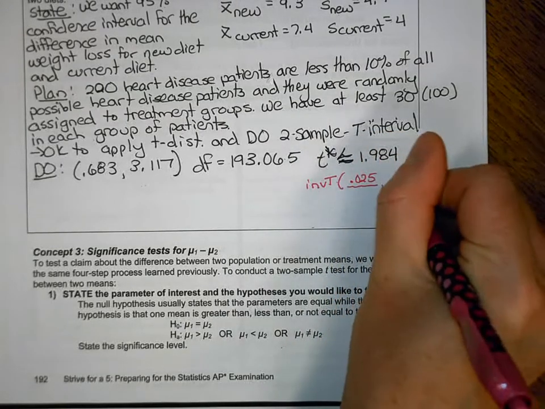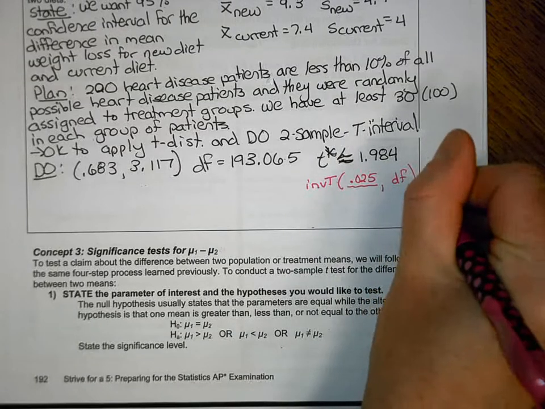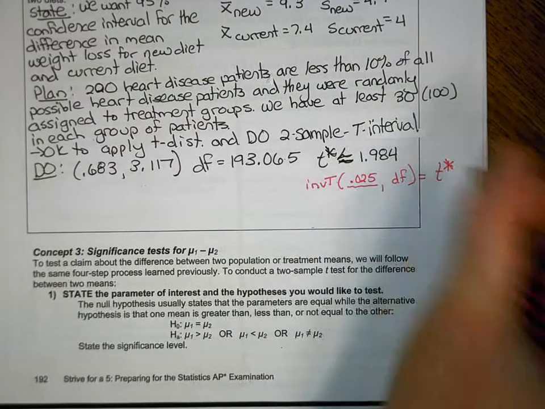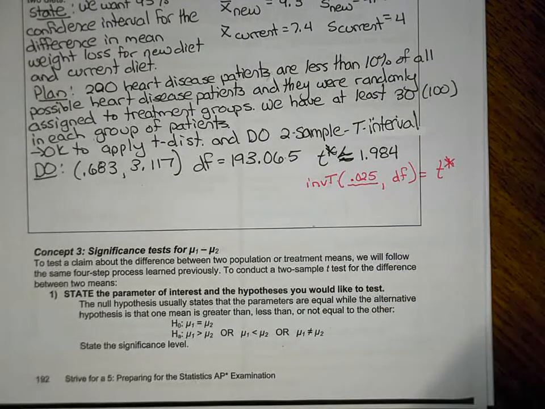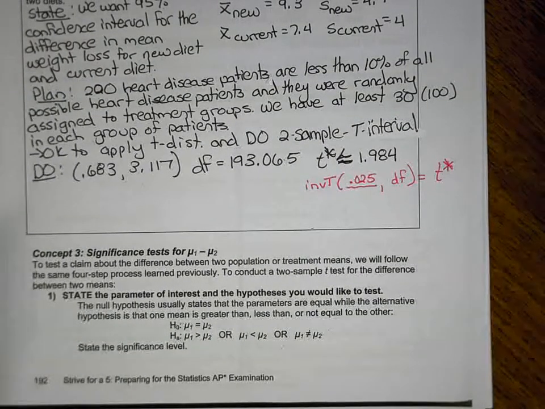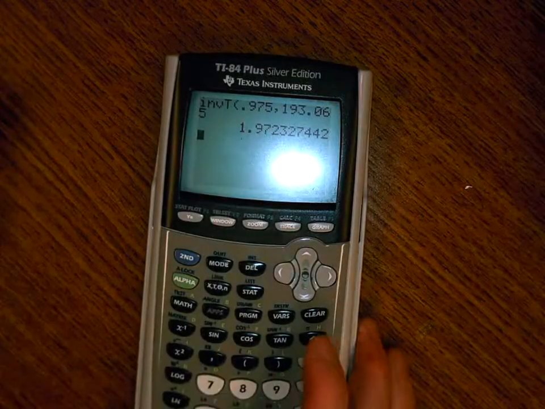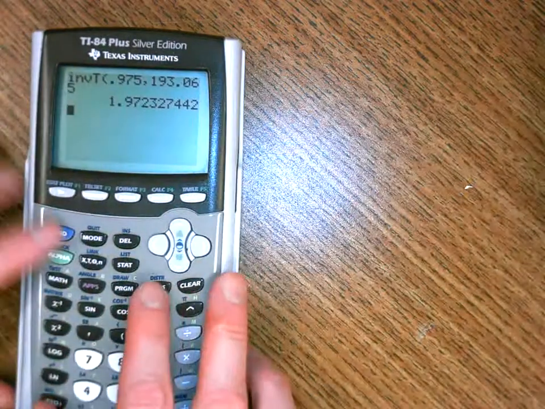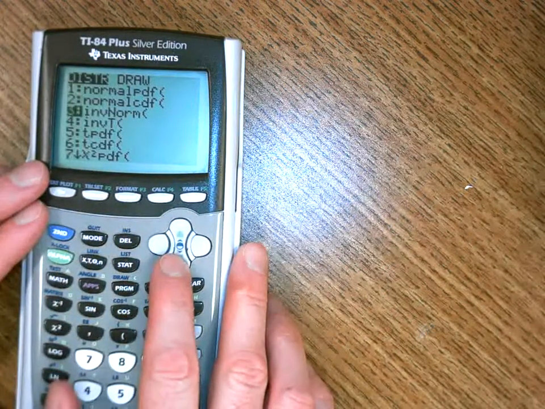Comma, the degrees of freedom, it'll give you your T star. So that's extra information that they don't really care too much about on the AP exam. However, I'll show you real quick. You hit second vars, inverse T.